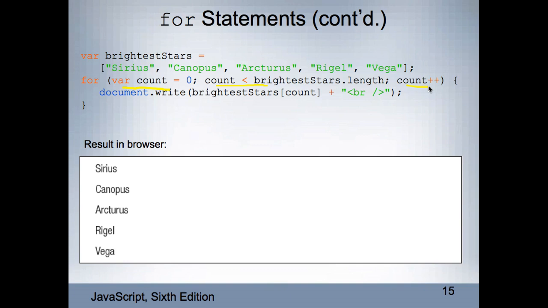The control block of the for loop prints the element in the brightest stars array with the index of the variable count. The value of the variable count goes from 0 to 1 to 2 to 3 to 4. The result is that we'll print out all 5 elements in the brightest stars array in the browser.